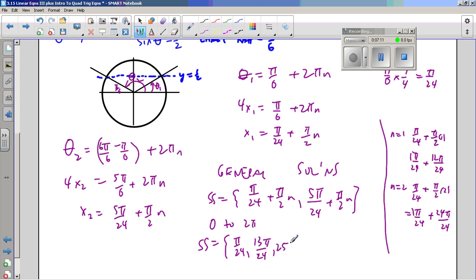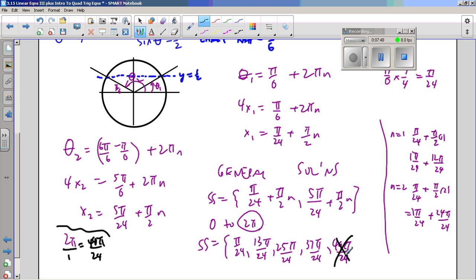And notice what I am doing here: I'm just adding 12 pi on the top, which is pi over 2 when the bottom is 24. Adding 12, adding 12, adding 12. When do I stop? I stop when I get to 2 pi. Well, what's 2 pi in terms of 24ths? 2 pi over 1 is equal to 48 pi over 24. So I stop at 48. That one's too big. And there are my 4 solutions. Makes sense, 4 solutions that go with that first principal solution.